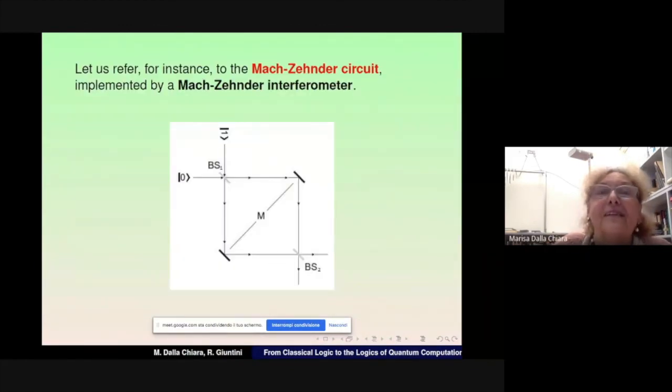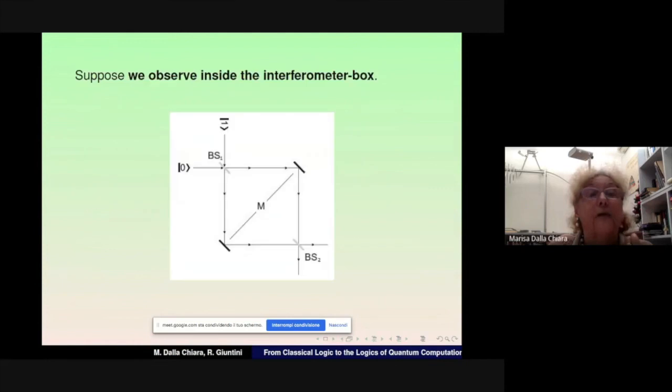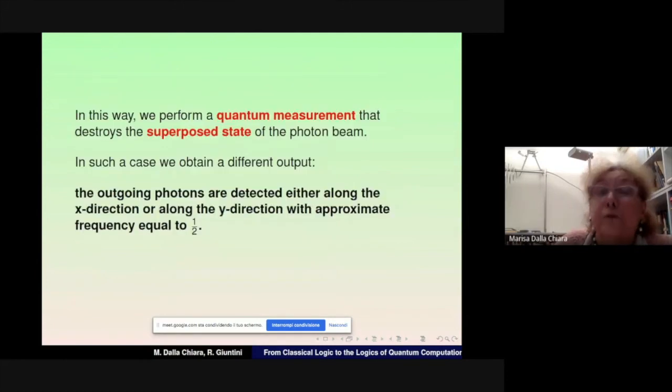We have seen the Mach-Zehnder circuit implemented by a Mach-Zehnder interferometer. We know that in this case, the Mach-Zehnder circuit transforms the input ket 0 into itself, the input ket 0. Hence, all outgoing photons from the interferometer box are detected along the x direction. But suppose we observe inside the interferometer box. In this way, we perform a quantum measurement that destroys the superposed state of the photon beam. And in such a case, we obtain a different output. The outgoing photons are detected either along the x direction or along the y direction with approximate frequency equal to 1/2.